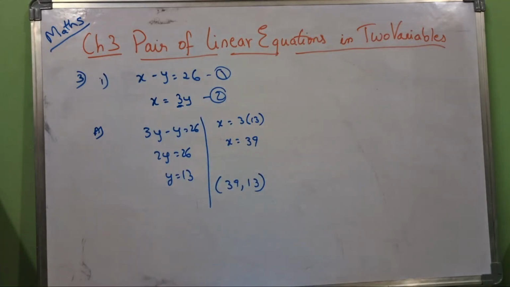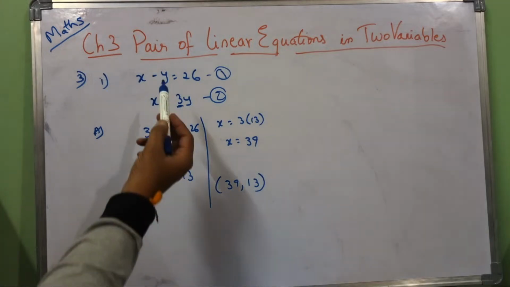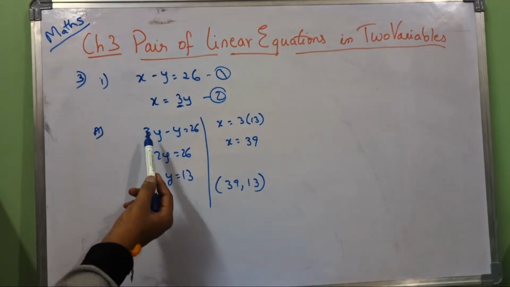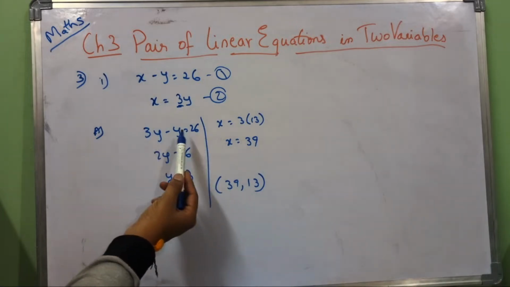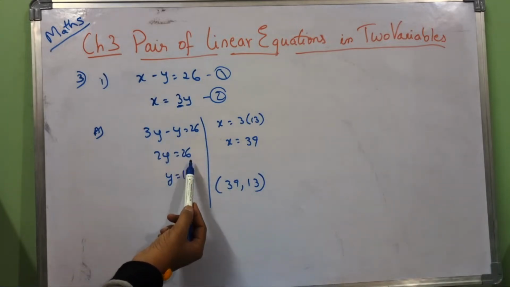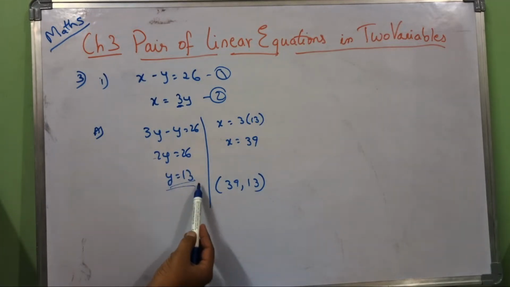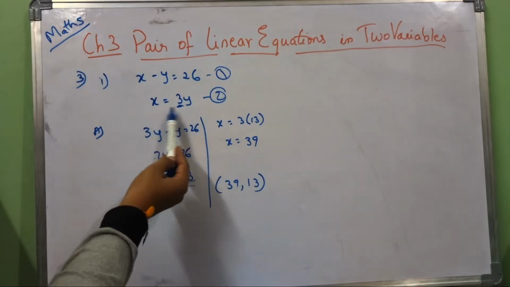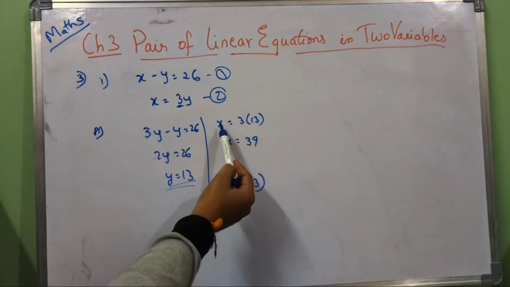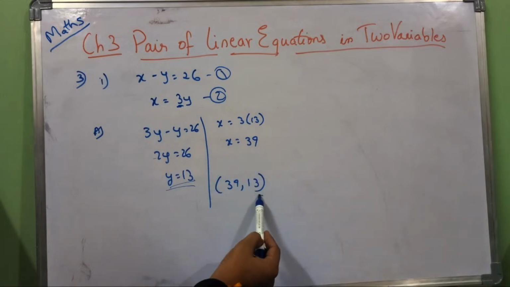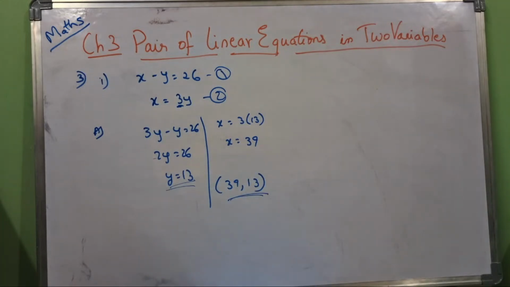So what is substitution method? They are converting one variable into another variable. So here I am substituting x as 3y in the first equation. Now I got 3y minus y equal to 26, 3y minus y is 2y, 2y equal to 26, y equal to 13 because 26 by 2 is 13. Now substitute the y value in any of the equations. I am using the second as it is more convenient. So x equal to 3 into y value, which is 13, so x equal to 39. So the final answer is 39 comma 13.